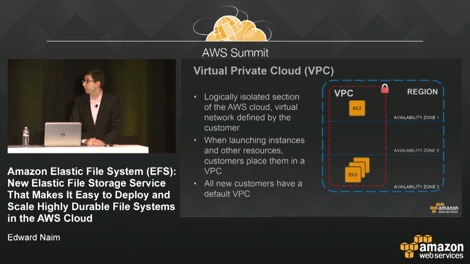And then virtual private cloud, or VPC. A VPC is a logically isolated section of the AWS cloud. It's really a virtual network defined by the customer. When launching instances and other resources, you place those resources within a VPC. All new customers have a default VPC, but you can create your own VPC as well. You can create many, many VPCs if you'd like, and a lot of customers do that.